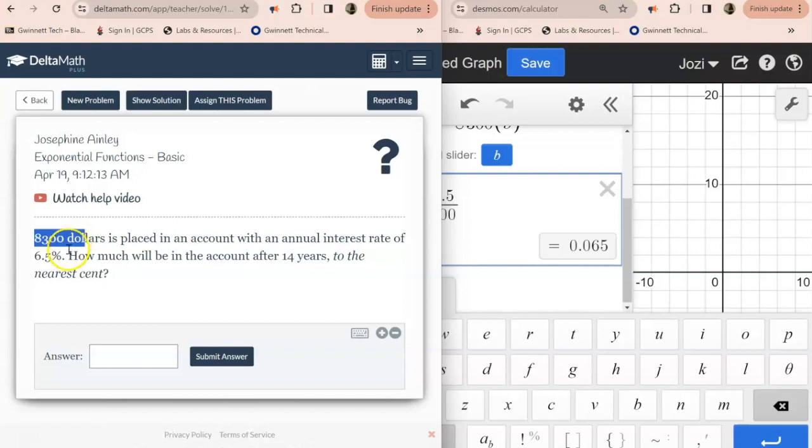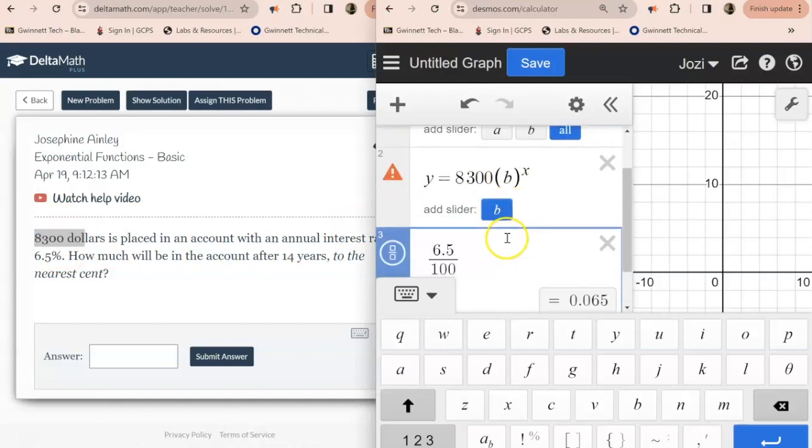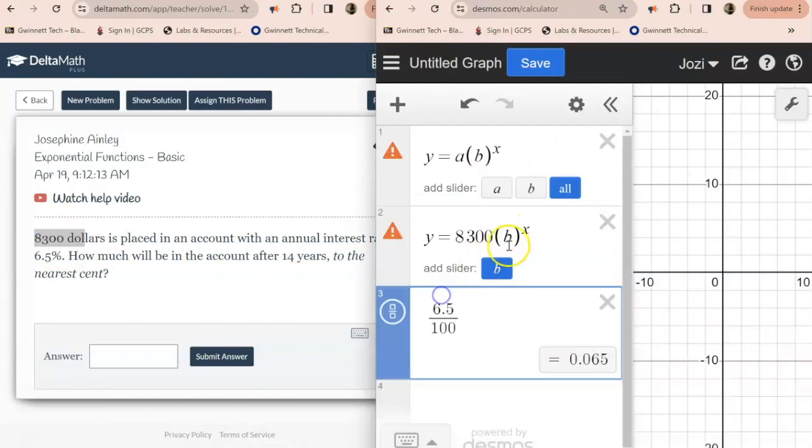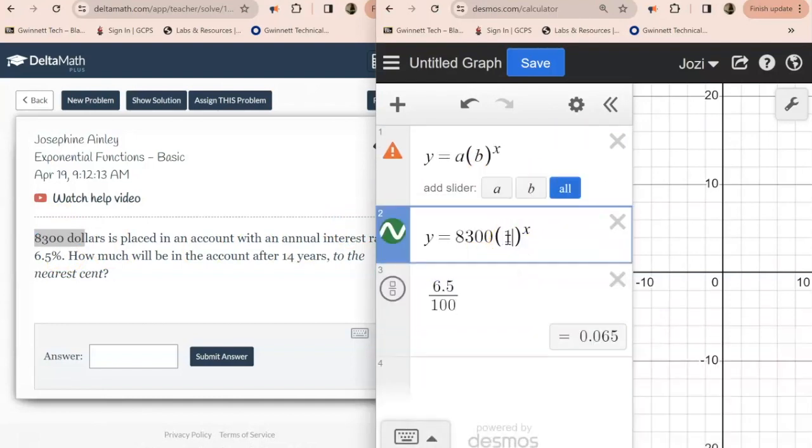So that means it has to be growth, because otherwise it wouldn't make sense to leave it. So this is a growth question. Remember, your B is your growth, which is 1 plus the number without the percent. And to get rid of the percent, you divide it by 100. So here's the number without the percent, and because it's growth, 1 plus.